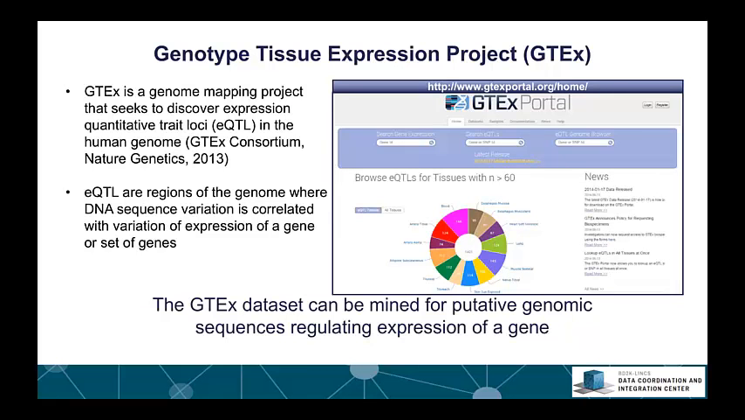The Genotype-Tissue Expression Project dataset contains expression quantitative trait loci. Expression quantitative trait loci are regions of the genome where DNA sequence variation is correlated with variation of expression of a gene or set of genes. Expression quantitative trait loci mapping is very important for improving our understanding of how sequence variation in non-protein coding regions of the genome affects molecular biology and human health.